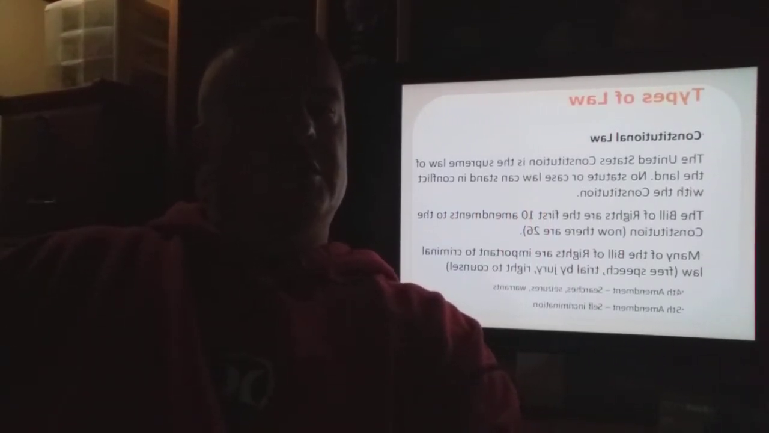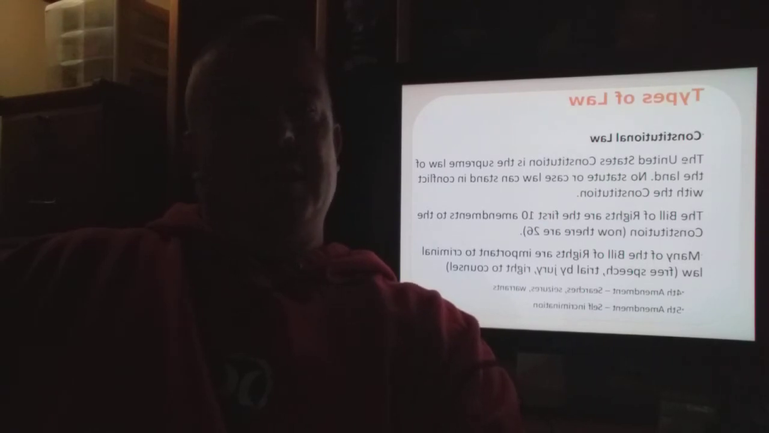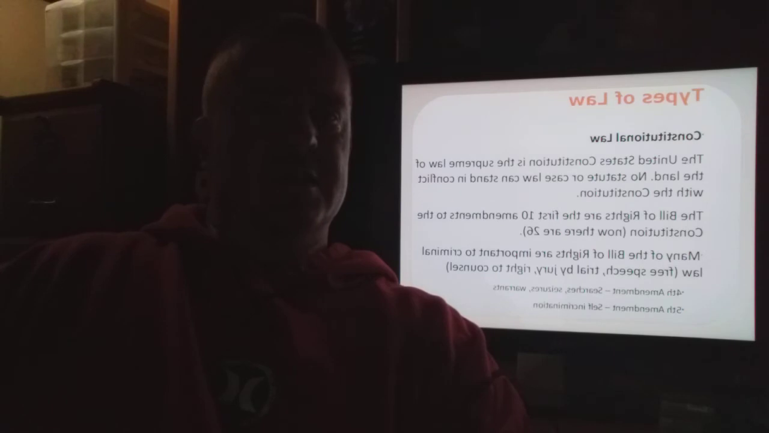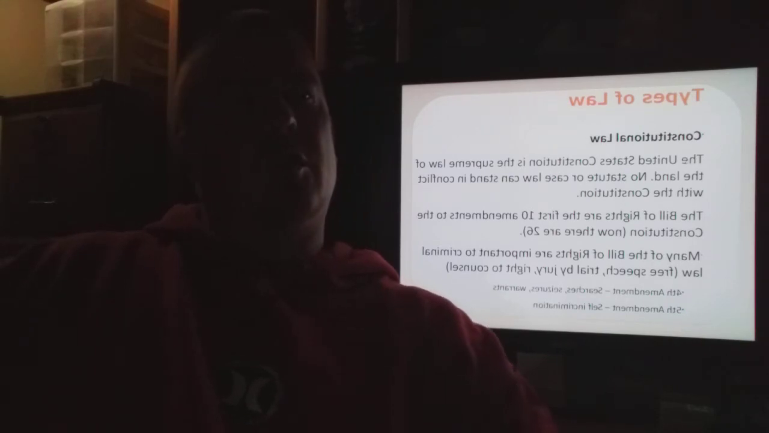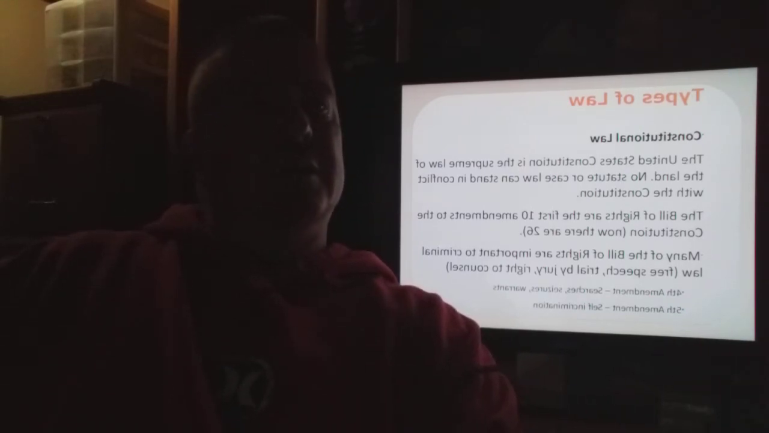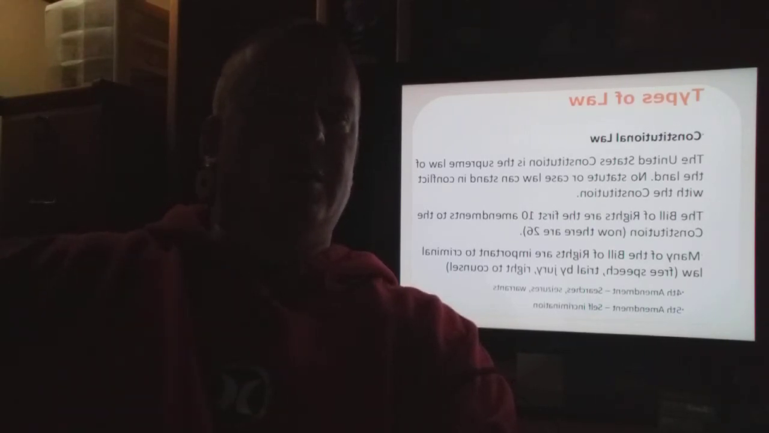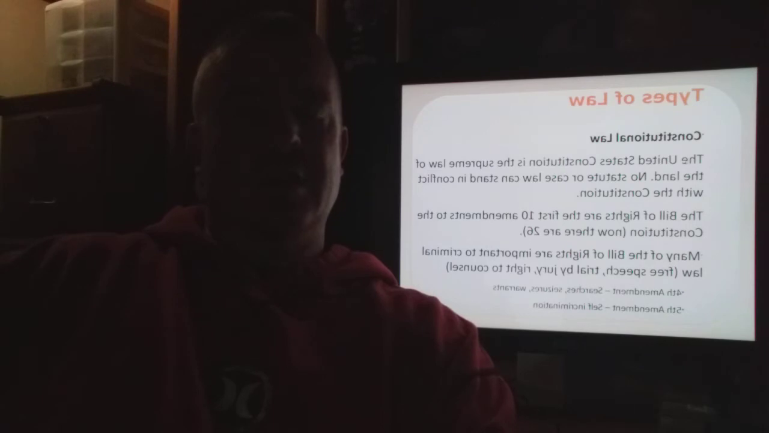The very first type of law, and most basic and foundational, is constitutional law. These laws come from the Constitution of the United States of America. There aren't any laws that can oppose what the Constitution says. Laws can be more restrictive in a sense, or play off of the Constitution, but they can't directly oppose or violate rights given in the Constitution.